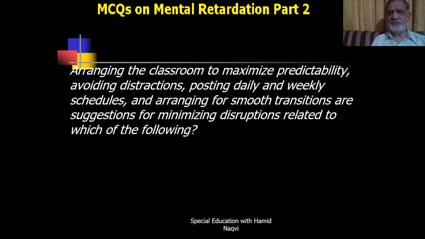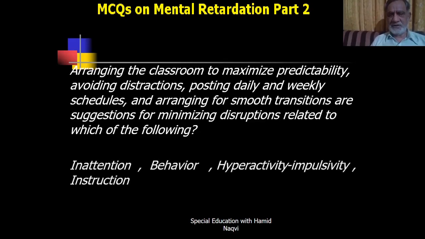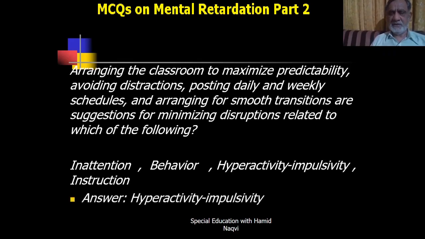Arranging the classroom to maximize predictability, avoid distractions, posting daily or weekly schedules, and arranging for smooth transitions are suggestions for minimizing the disruptions related to which of the following? Inattention, behavior, hyperactivity, impulsivity, or instruction? Correct answer is hyperactivity-impulsivity.